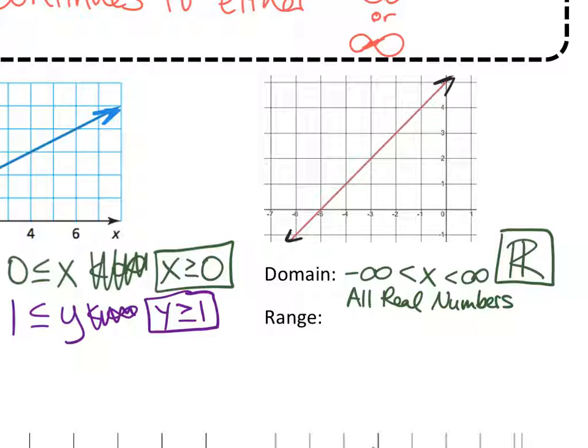On your START test and on tests we'll write out the phrase all real numbers. You don't have to memorize that symbol. I'm just going to use it because I'm lazy. You're allowed to use it too.